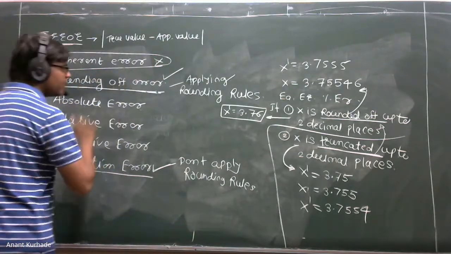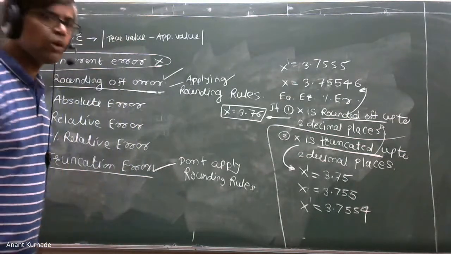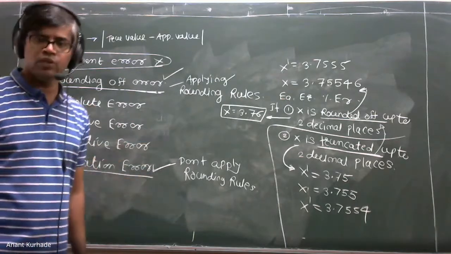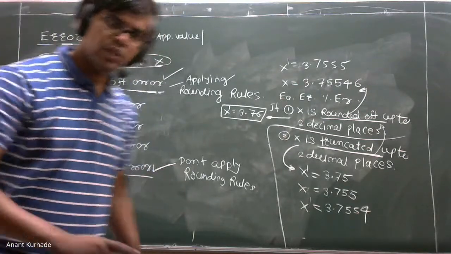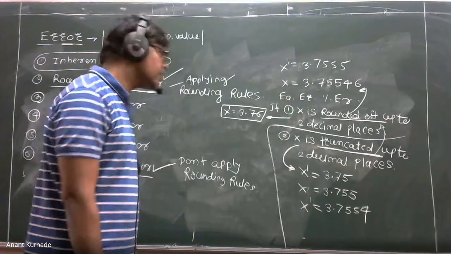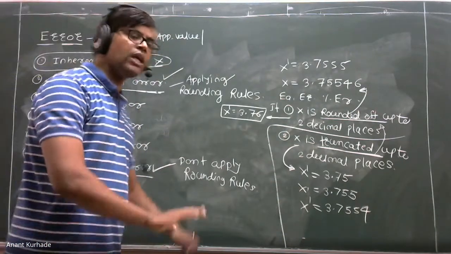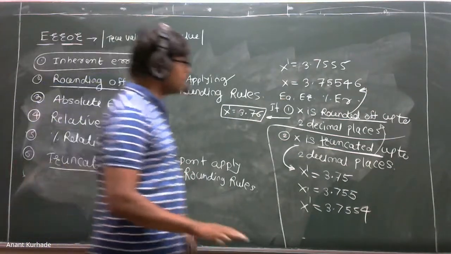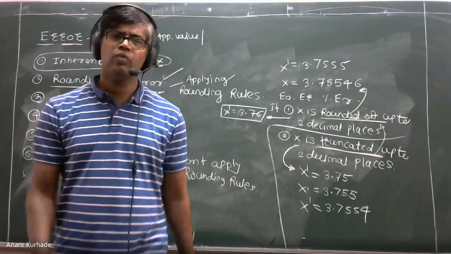Absolute error is the difference of true value minus approximate value. Relative error is the ratio of absolute error to true value, or the ratio of true value minus approximate value to true value. Percentage relative error is multiplied just by 100. And the truncation error is the error which occurs without applying rounding rules. In truncation error, just take 2 decimals and write them down as they are. Now we'll solve one more numerical.